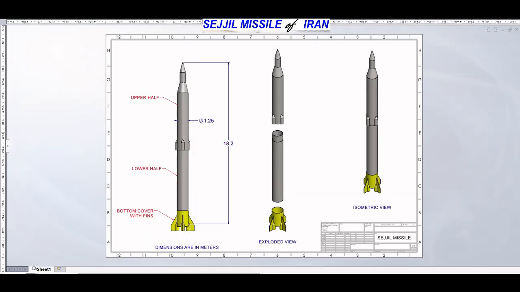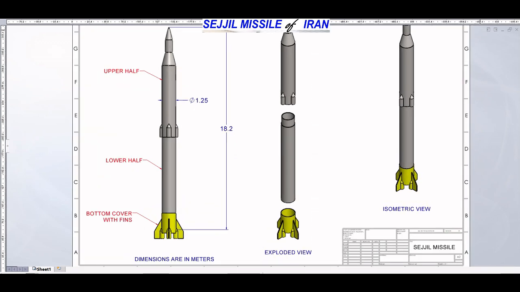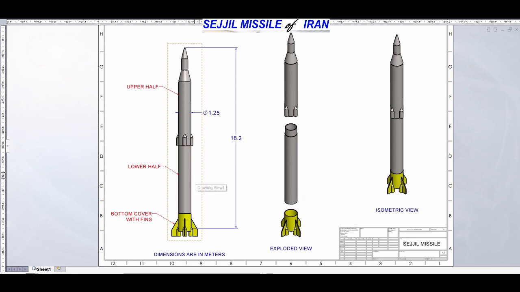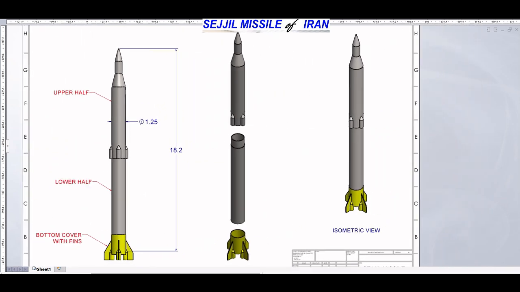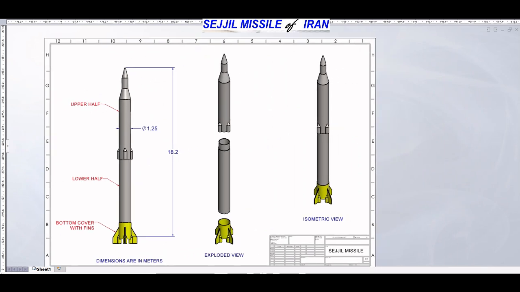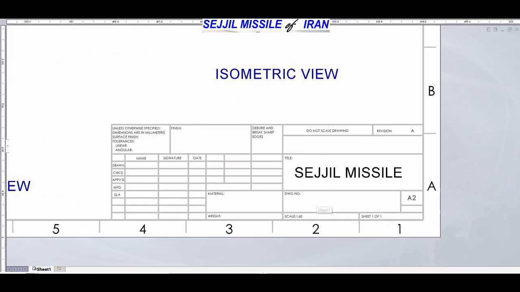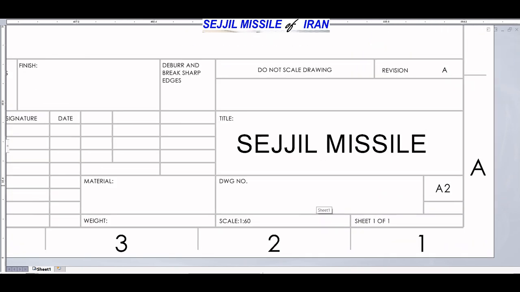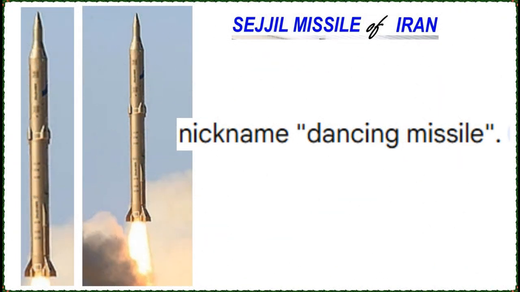Then made the drawing or 2D detailing for the missile. The front view with overall dimensions in meters. Additionally, exploded view and an isometric view are shown. The sheet size chosen is A2 and scale is 1:60. This missile has a nickname called the dancing missile.